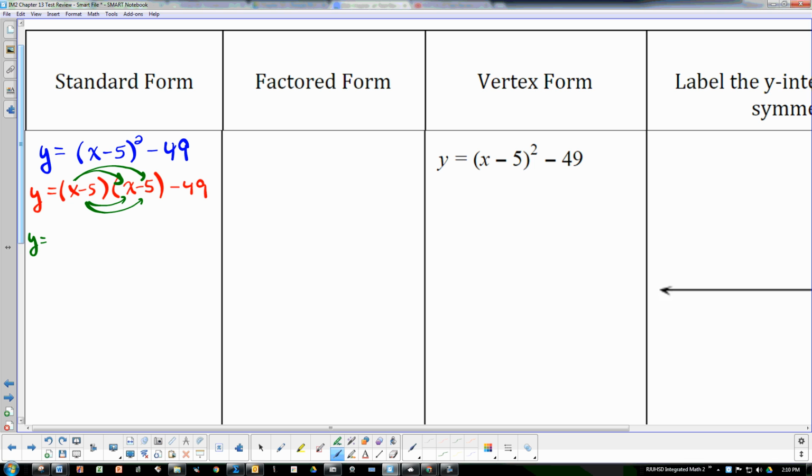This will be y is equal to x squared minus 5x minus 5x and then plus 25, and then tack on this minus 49. So we have y is equal to x squared. We can combine like terms, minus 10x. And then combine again like terms. That's going to be minus, and you've got 25, negative 49. That looks like 24. All right. So there's your standard form.